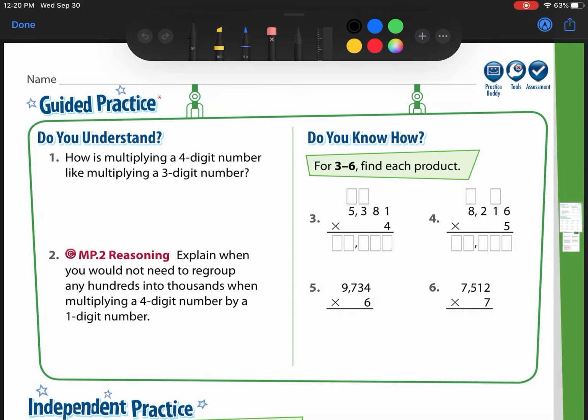We're on lesson 3.8, which is multiplying 4-digit by 1-digit numbers. And you'll notice it's going to be pretty much the exact same thing as what we did yesterday. The only thing that's different is we're just adding an extra place value, the thousands, but it's all the same steps. And as luck would have it, that's actually what the first question talks to us about.